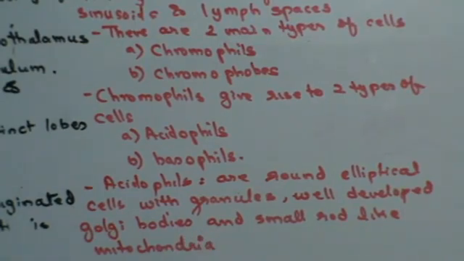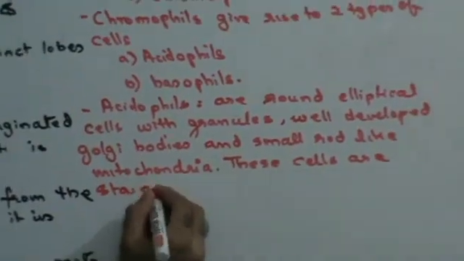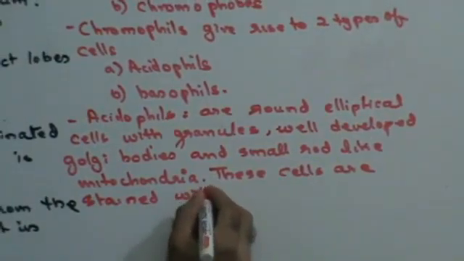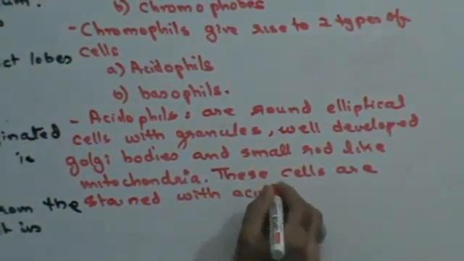That's what acidophils are made up of. These cells are stained with acidic dyes. Cells are stained with acidic dye.